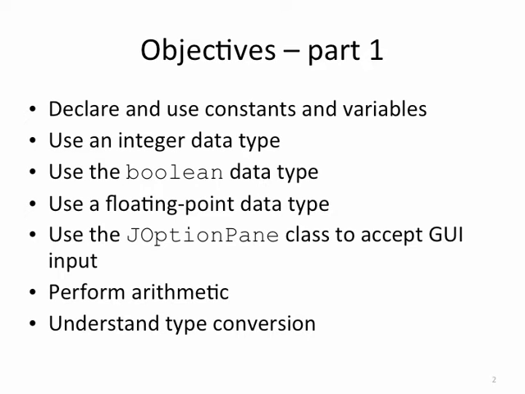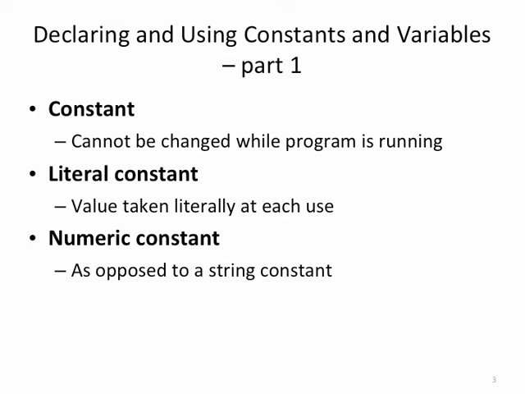In this chapter, we will learn about declaring and using constants and variables. We will use an integer data type, the Boolean data type, a floating point data type, and the JOption class to accept GUI input, that's graphical user interface input from the user. We are going to perform arithmetic and understand type conversion. First, let's recap from Chapter 1.